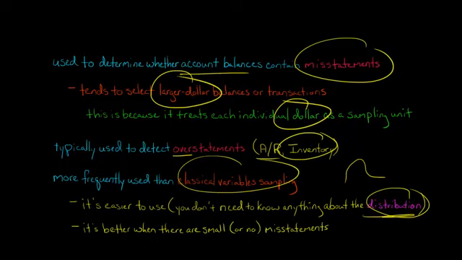And it's also better when you have a situation where you're expecting either small misstatements, or potentially no misstatements at all. In those situations, monetary unit sampling is actually going to be superior to classical variable sampling.